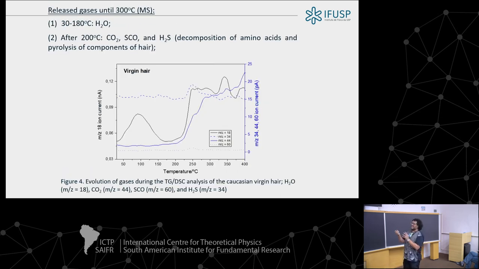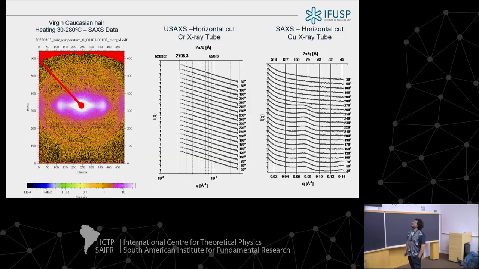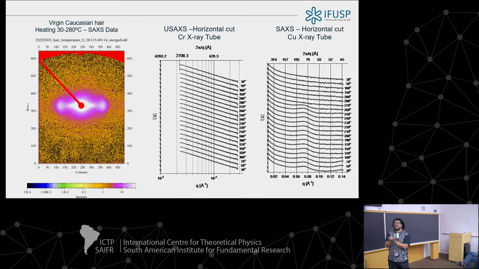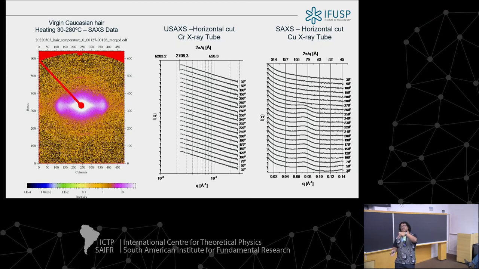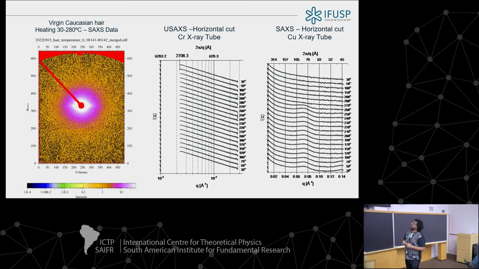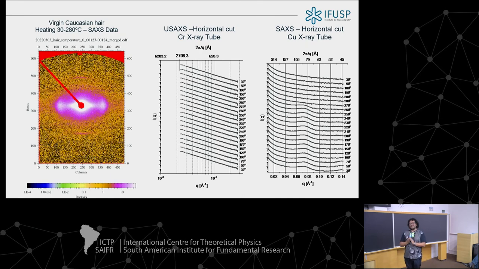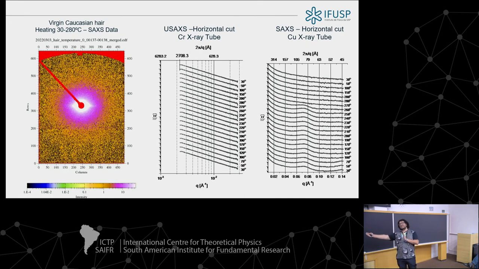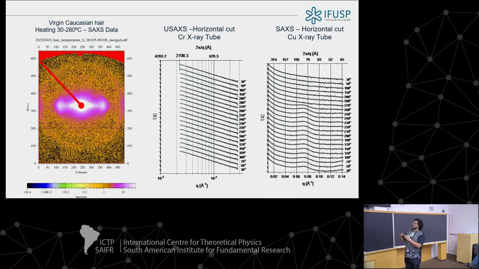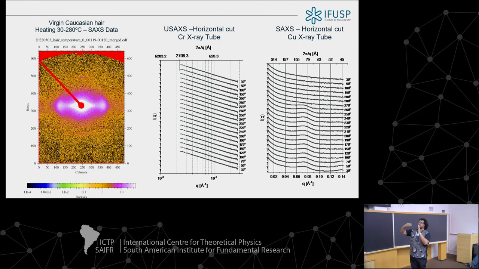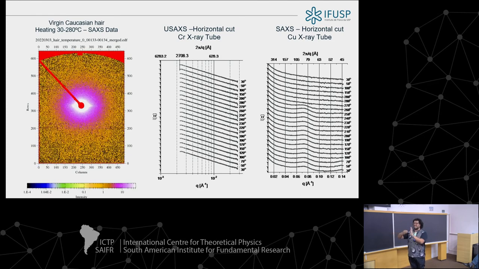And doing some analysis of these gases, you can show that initially what is getting out is water, and then later on some other parts, which is basically the decomposition of the amino acids. So what we can do is in situ measurements, basically putting the hair there and heating it up, and doing in situ SAXS measurements. Here I show some of the typical curves. And since you have a machine that can go to very long distance and very short distance, we can do ultra SAXS, WAXS. I mean, we can do the same experiments at several distances.